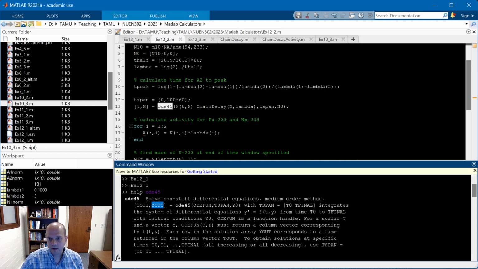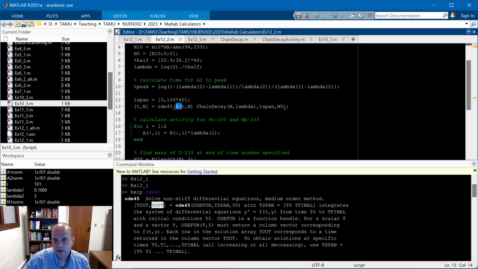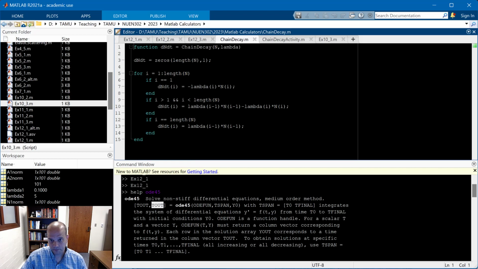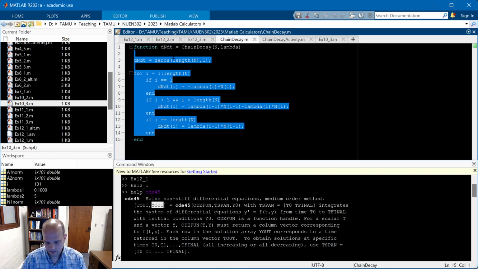So let's talk more about this function then, that's right here. This first entry, in the MATLAB language, is telling MATLAB that there's a function that is going to have variables t and n, and then I want to output t and n over here. But then I make a function called chain decay, and it has 2 inputs. It has n and lambda. And if we go to chain decay, you can see that this is nothing more than the set of differential equations. And so if this were, let me comment this out.